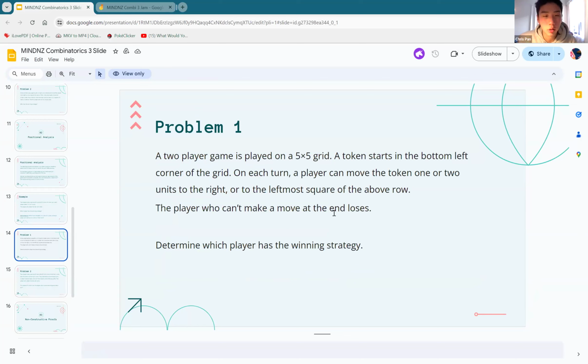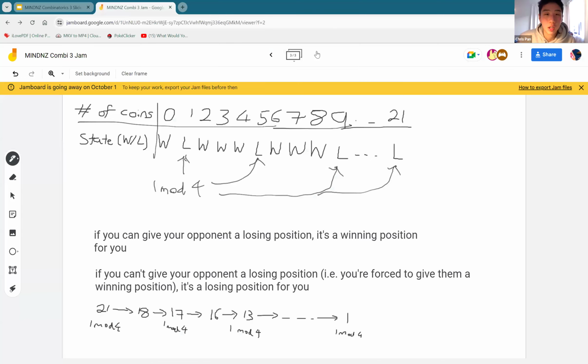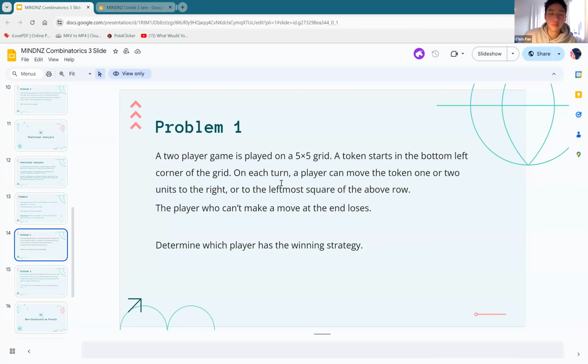What is this? Okay, a two-player game is played on a 5x5 grid. Oh, wait, JD, you want to draw that up? Draw that up on like page 4. Okay, I got you.